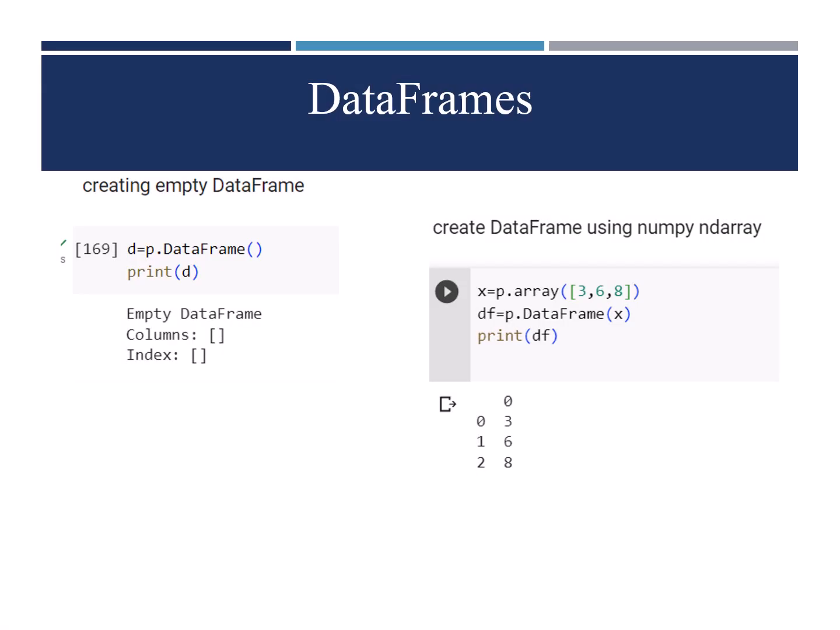Now creating an empty data frame. So here df equal to pd.DataFrame, and within the brackets we are not supposed to specify anything. Now when we try to print df, an empty data frame might have been created. Now creating a data frame using numpy ndarray. Now x equal to np.array of 3, 6, 8. Now in the next line of coding we have df equal to pd.DataFrame of x. Now when we try to print df, a data frame might have been displayed as an output.